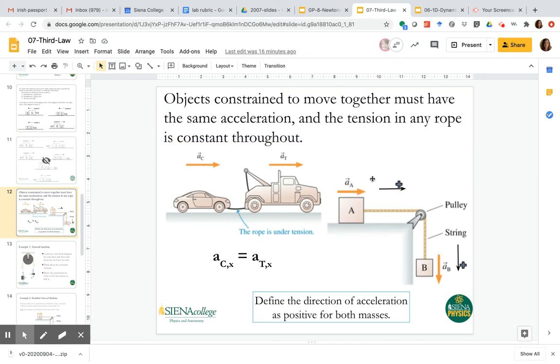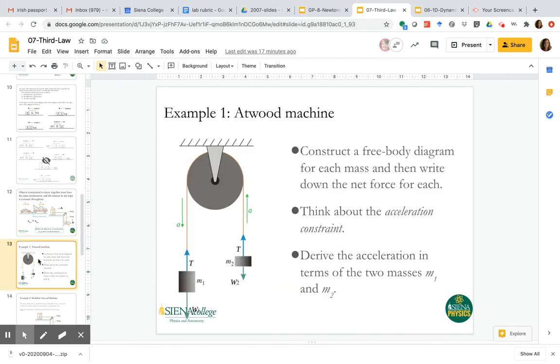Okay, and then the other thing when you're looking at linked objects is that if they're attached by a rope, the tension throughout the rope is exactly the same, right? So it doesn't change. Okay, so let's look at a classic example called the Atwood machine. It's an example that's done all the time as a nice illustration of what happens when we have two objects that are moving together.